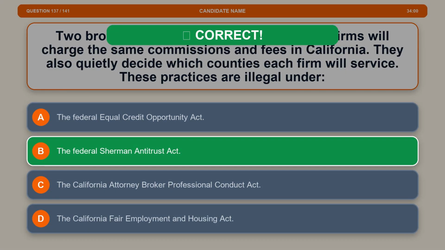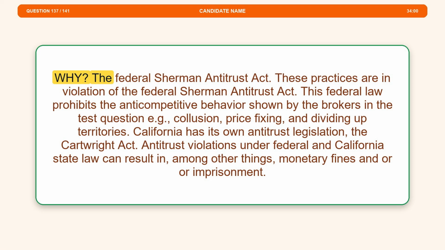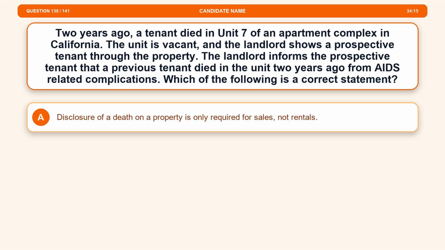The correct answer is option B, the Federal Sherman Antitrust Act. These practices are in violation of the Federal Sherman Antitrust Act. This federal law prohibits the anti-competitive behavior shown by the brokers in the test question, for example, collusion, price fixing, and dividing up territories. California has its own antitrust legislation, the Cartwright Act. Antitrust violations under federal and California state law can result in, among other things, monetary fines or imprisonment.